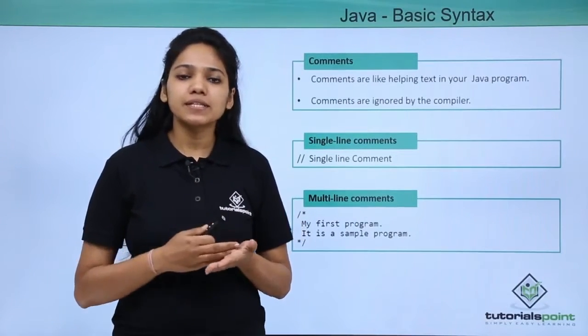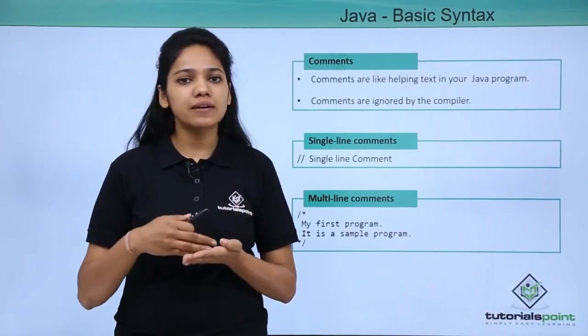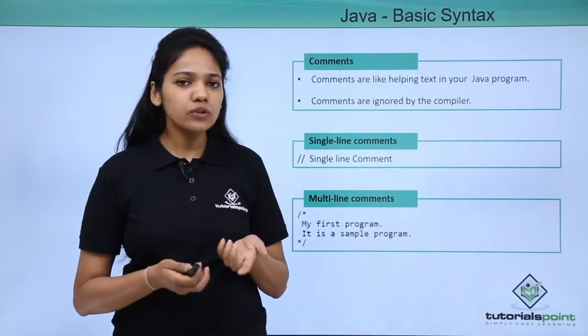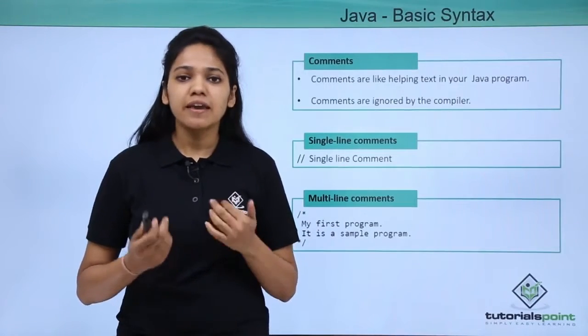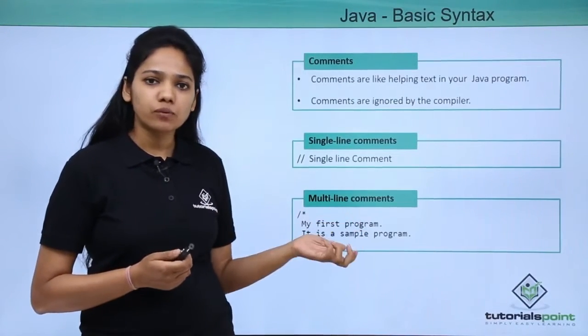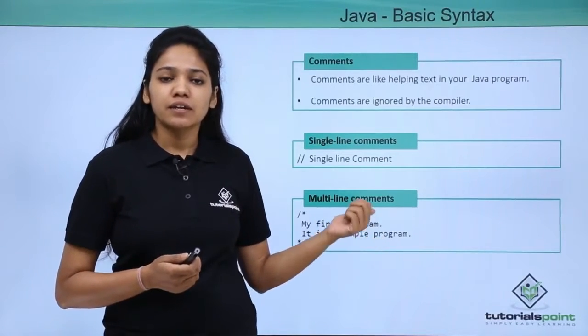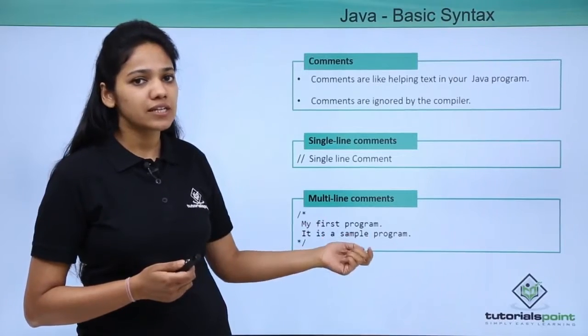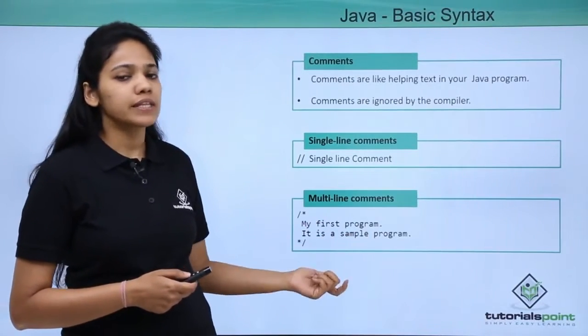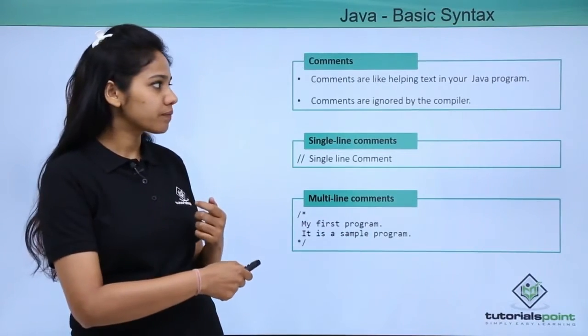You can write these comments in a single line, or you can write multi-line comments. You write single line comments by providing two forward slashes, and multi-line comments by providing a forward slash followed by an asterisk. Remember, in the case of multi-line, once you open a forward slash and asterisk, you need to also close with an asterisk and a forward slash.